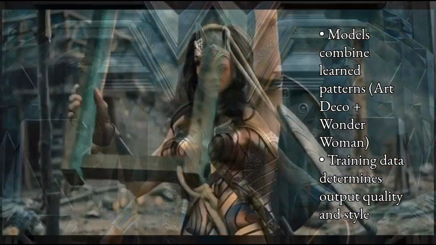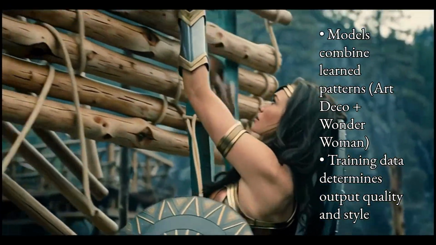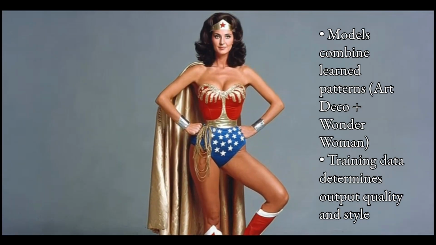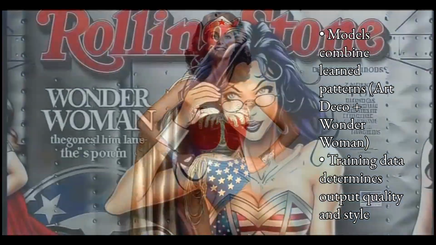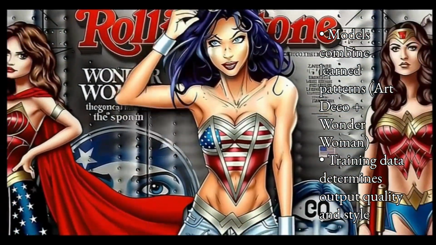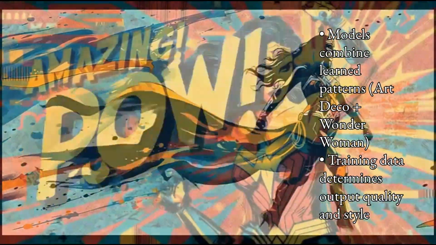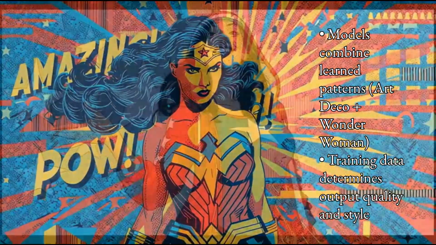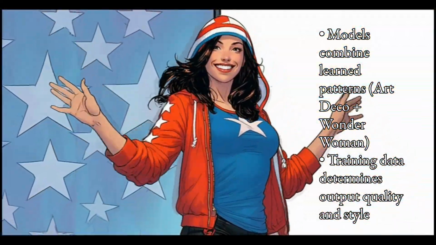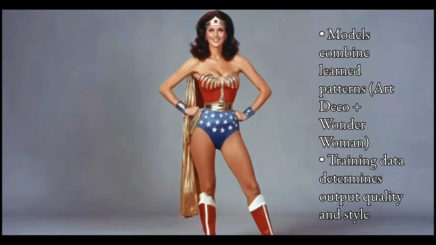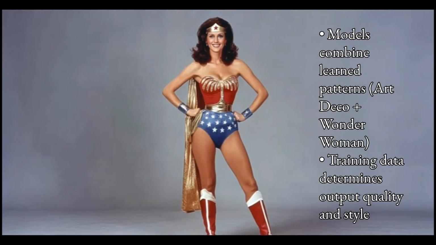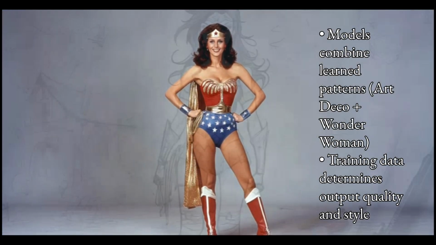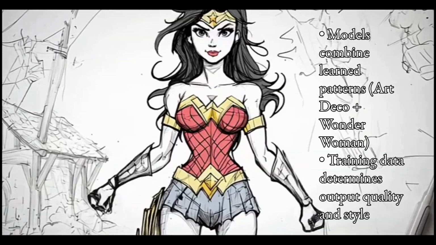And even if it's never seen an Art Deco Wonder Woman image, it's seen a lot of Art Deco images. I did a Rolling Stone, and it got the Rolling Stone font well, not perfect, but I'd have to check to see what the font actually looks like. The Rolling Stone label there looked pretty close to me. And that doesn't happen by chance. It happens from your training data.